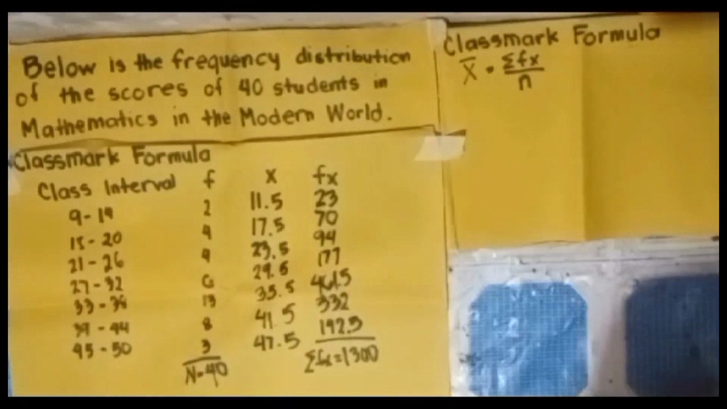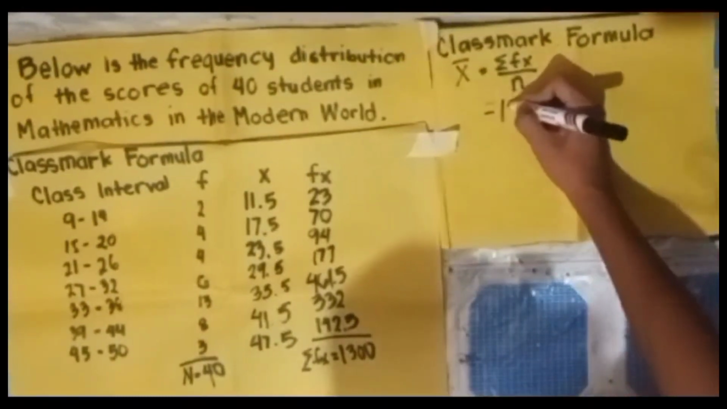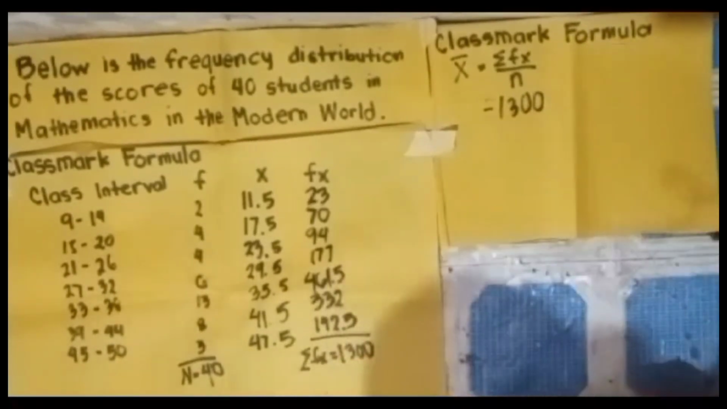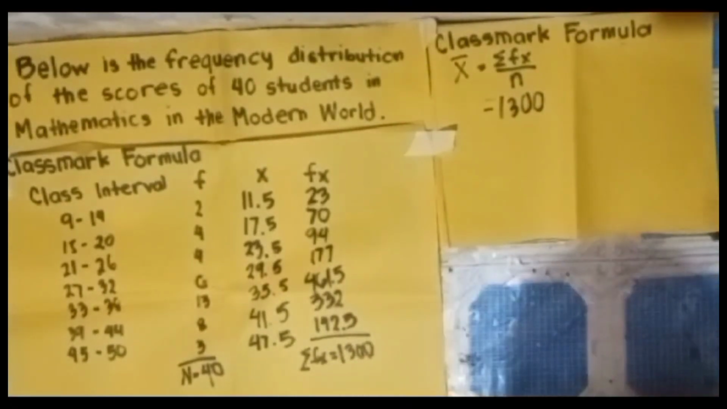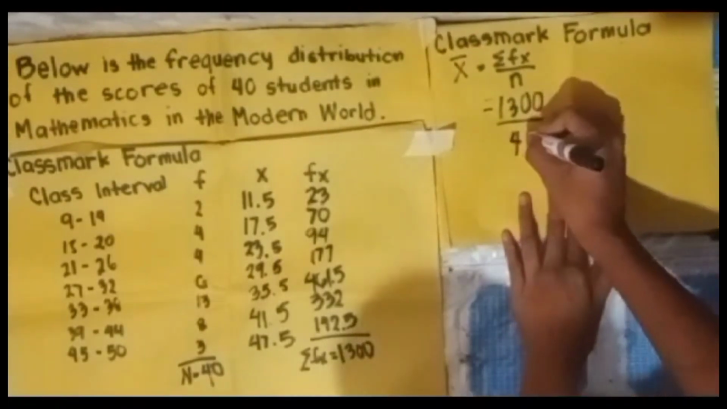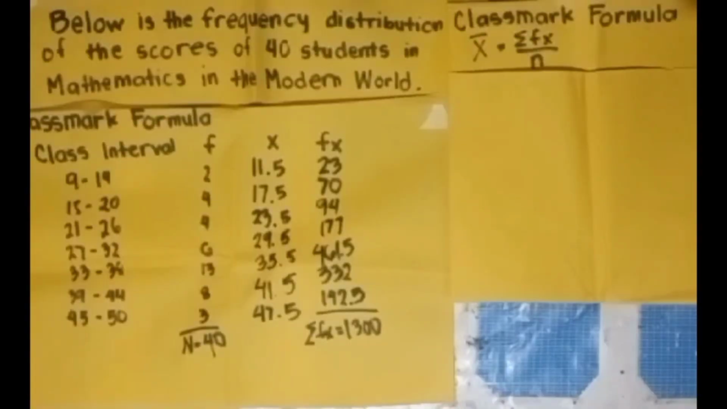So the summation of fx is equal to 1,300 over the n, which is 40. And to solve using the class mark formula, we need to find first the summation of fx over the n, which is already given and already solved.